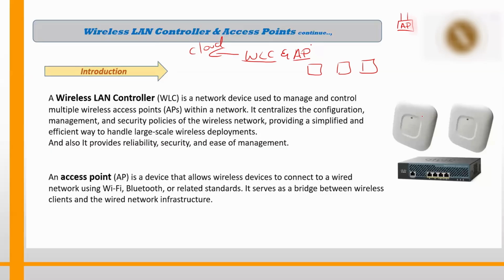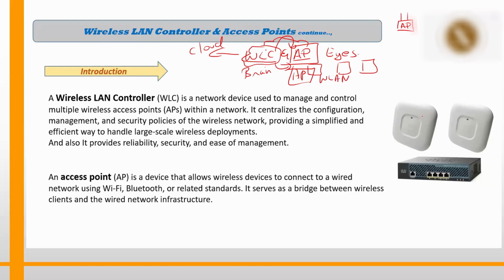But what is a WLC? A WLC is a centralized device in a wireless network that manages multiple access points. Access points are like the eyes of the wireless LAN, which give all information to the WLC, and the WLC is the brain of the wireless LAN.